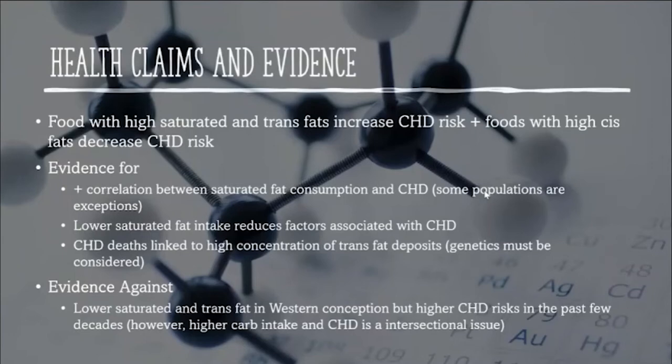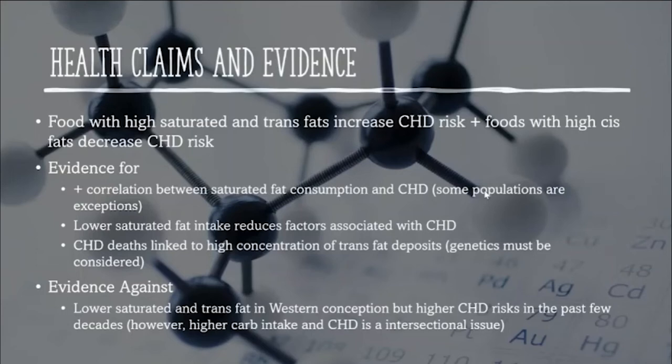A lower intake of saturated fats reduces the factors associated with CHD, such as obesity and high blood pressure. However, these studies can be flawed because size and cohort composition and how long the study goes on for are important, and their potential design flaws. CHD deaths are linked to high concentration of trans fats found in diseased arterial deposits. Other factors can play a role, such as genetics, and it has been found that blood cholesterol level has a relatively weak association with your dietary intake.